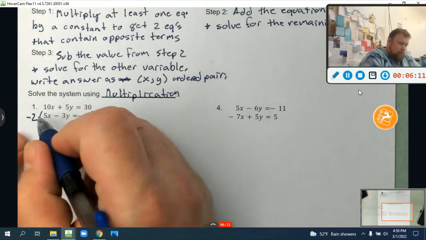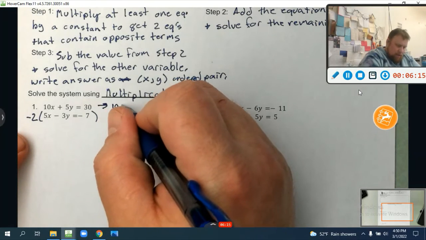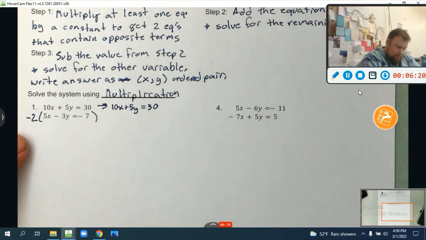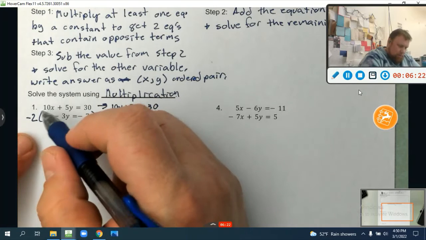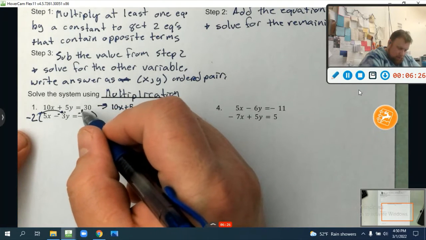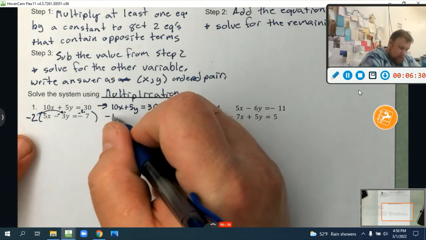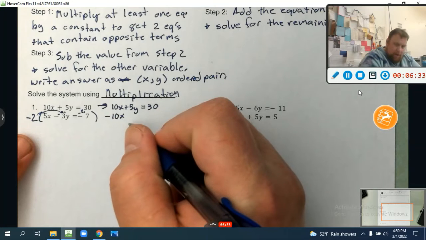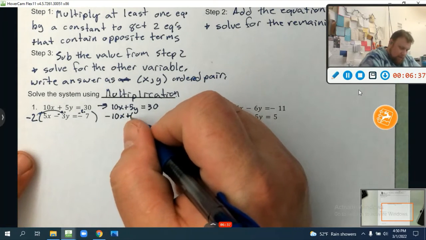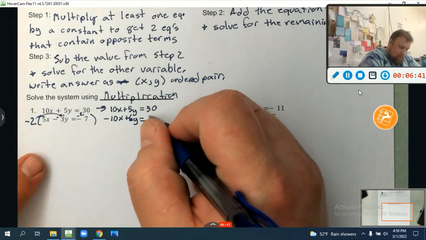Are you ready? So first of all, let's rewrite the top. 10x plus 5y equals 30. Now distribute this negative 2 through the whole thing, right? I'm going to end up with negative 2 times 5x is negative 10x. See, we have our equal and opposite now. Negative 2 times negative 3y is positive 6y. And negative 2 times negative 7 is positive 14.